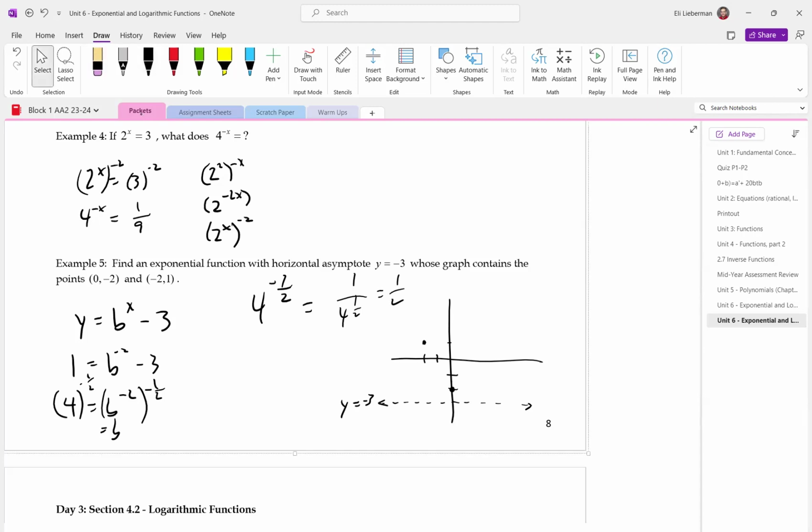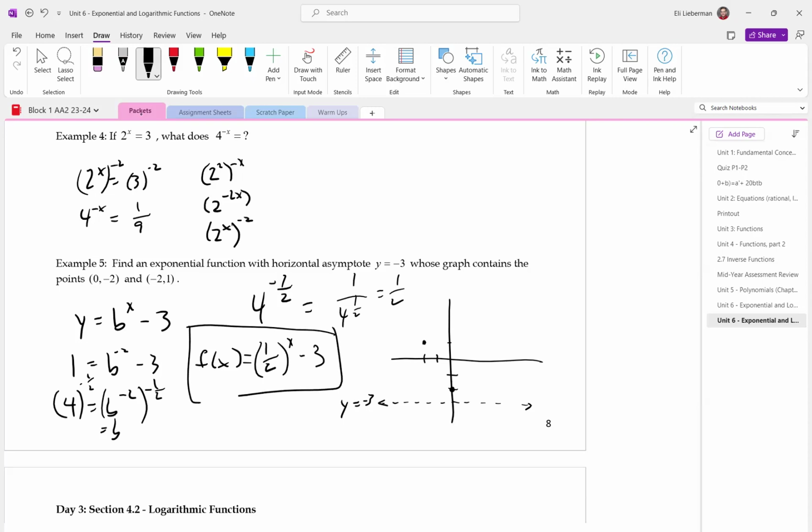So our function f of x equals 1/2 to the x minus 3. Is that 1/2 a surprise? Or the fact that it's between 0 and 1 is a surprise? Not a surprise because you can see that this exponential function is decreasing, which means that b is going to be between 0 and 1.